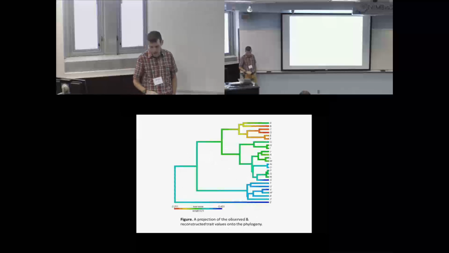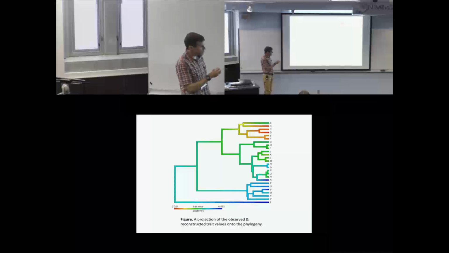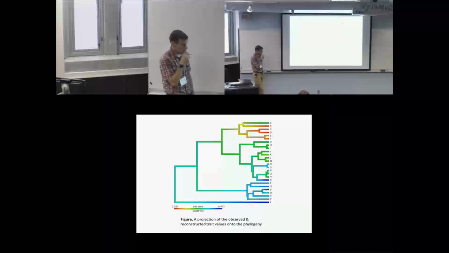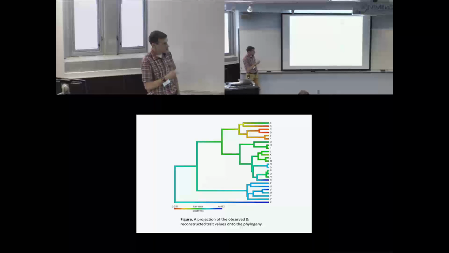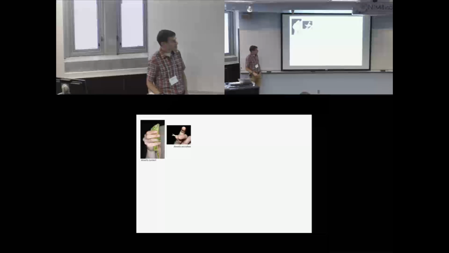Another way to sort of visualize the same reconstruction is to project it onto the tree using colors. So here's just a trait value color axis, and then these trait values projected onto the tree with their reconstructed values both at nodes and along edges. So then if we look at our empirical case, this is body size, and this is body size on a log scale.